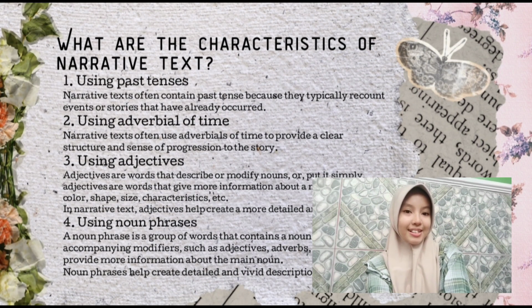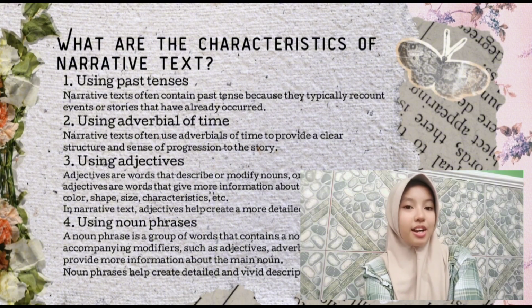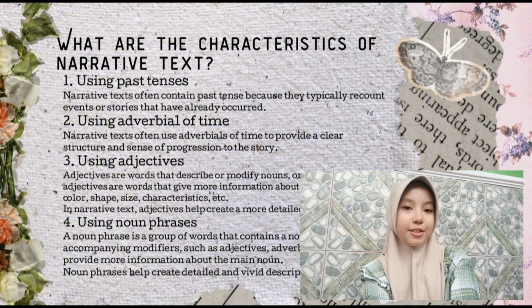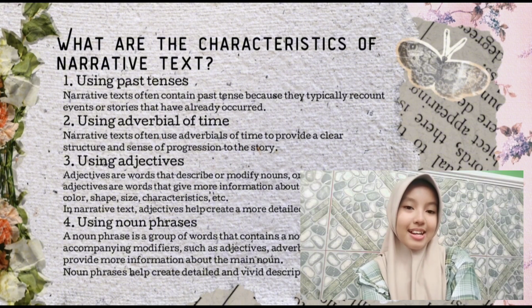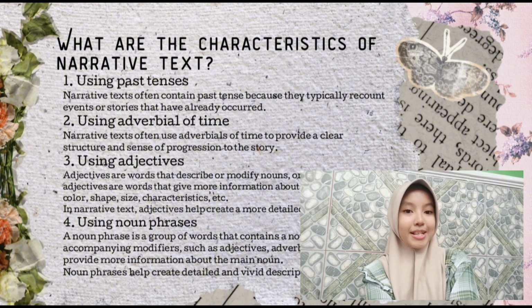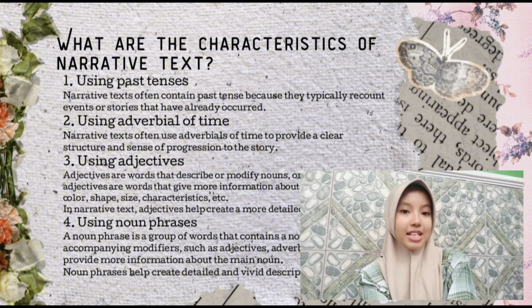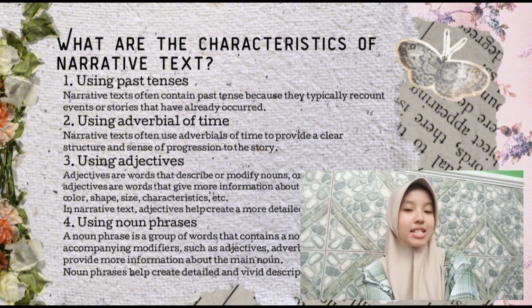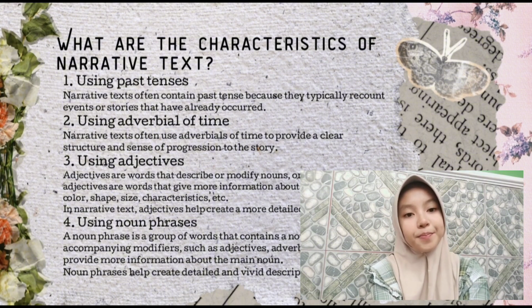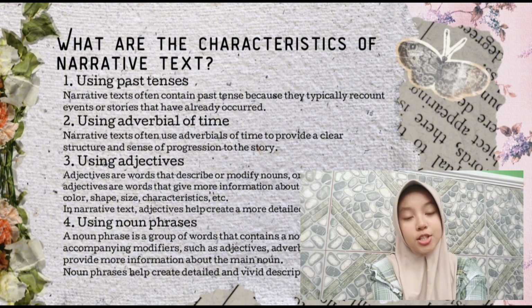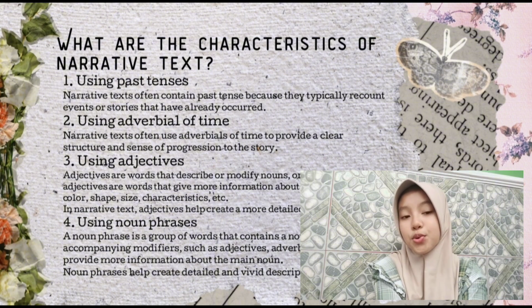Next, we will talk about the characteristics. What are the characteristics of narrative text? 1. Using past tense. Narrative text often contains past tense because they typically recount events or stories that have already occurred. 2. Using adverbial of time. Narrative texts often use adverbials of time to provide a clear structure and sense of progression to the story.